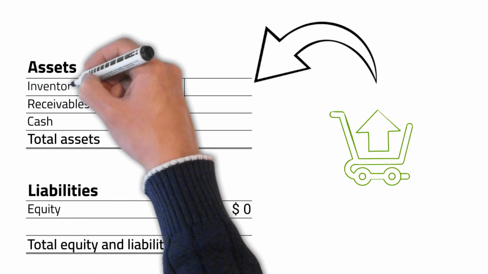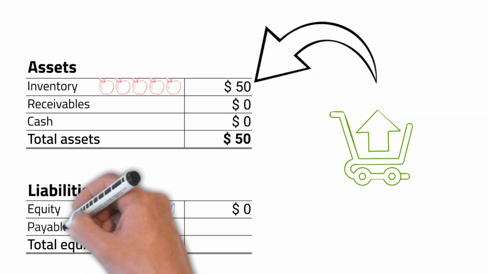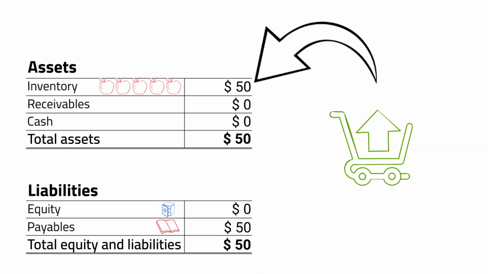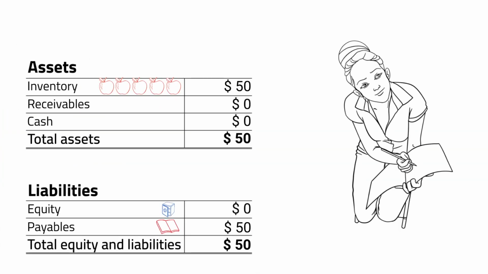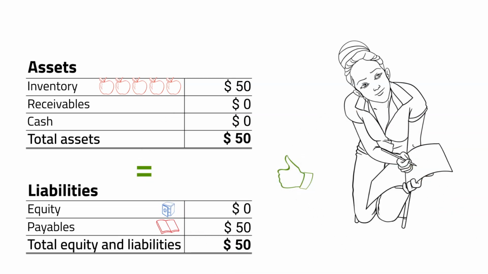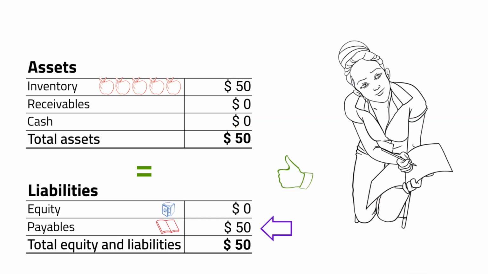Now the balance sheet changes. In assets you have inventory of $50 and in liabilities you record payables of $50 which you owe to your suppliers for the apples. The balance sheet balances. The transaction works because the supplier gave you assets upfront in exchange for a promise to pay later. And you are still running with no cash on your balance sheet. This is the essence of trade payables.